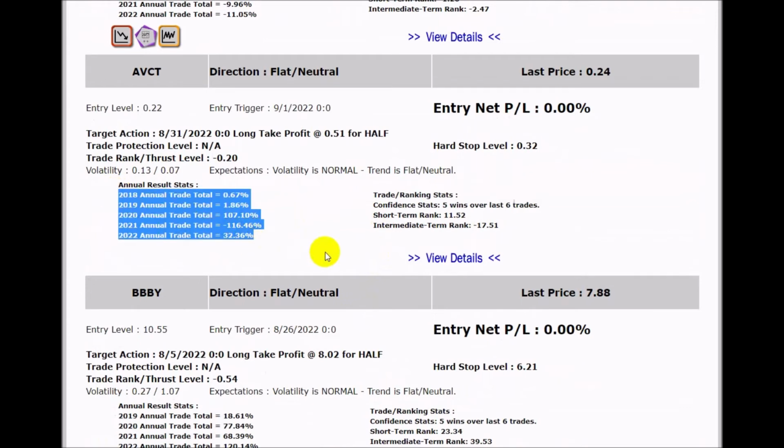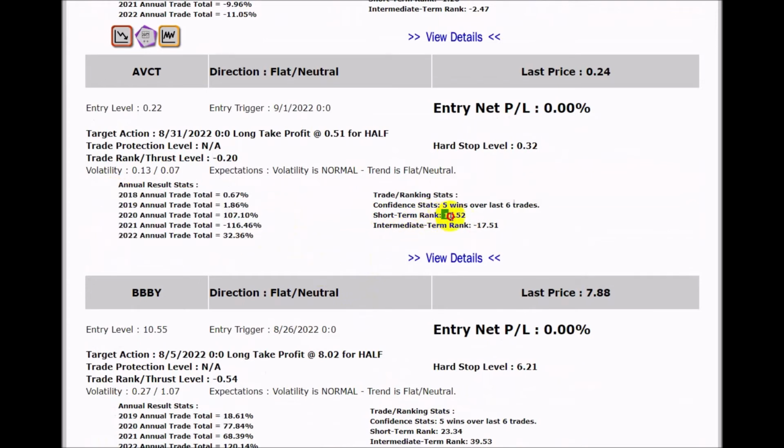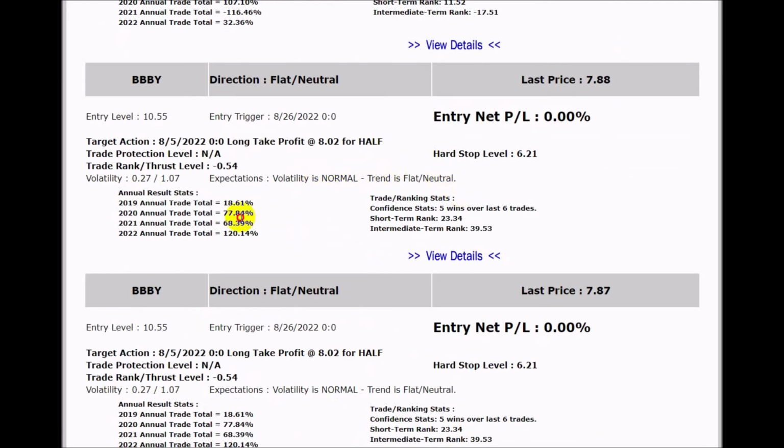AVCT, okay, look at these numbers. It's still mixed. You've got an 11.2 short ranking and a minus 17.51 long-term ranking. That's going to tell me that you've got some volatility in this system. It's winning 5 of the last 6 trades, but more than likely you're going to want to cut down your allocation for trading this. You can see it had a 107% winner in 2020. Now that's probably the big COVID collapse. Then we had a minus 116% loser in 2021. More than likely completely all over the place, very, very volatile.